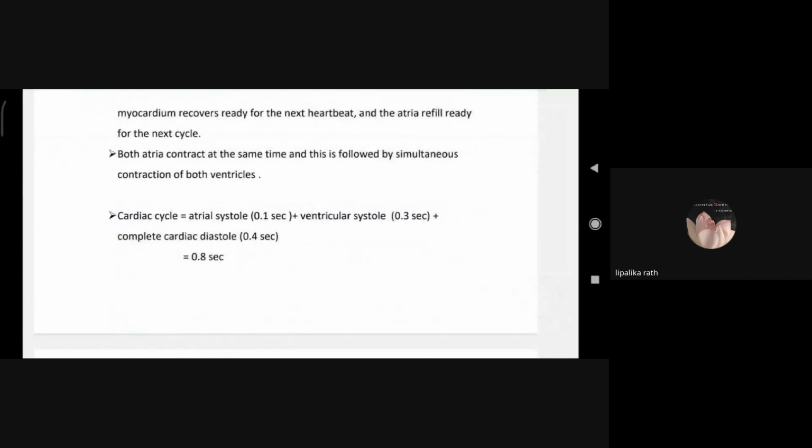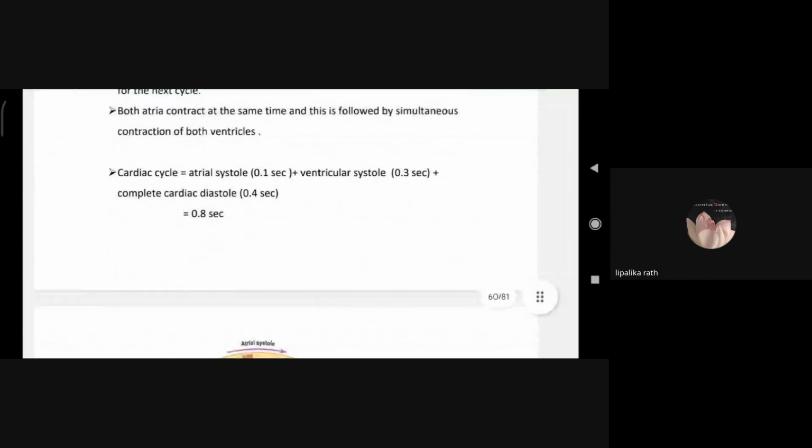Both atria contract at the same time, and it is followed by simultaneous contraction of both ventricles. Now here you can see how the cardiac cycle is completed. Atrial systole is for 0.1 second, meaning the atria are contracting. Then ventricular systole for 0.3 second. Complete cardiac diastole for 0.4 second, equal to 0.8 second. So one cardiac cycle takes 0.8 second.